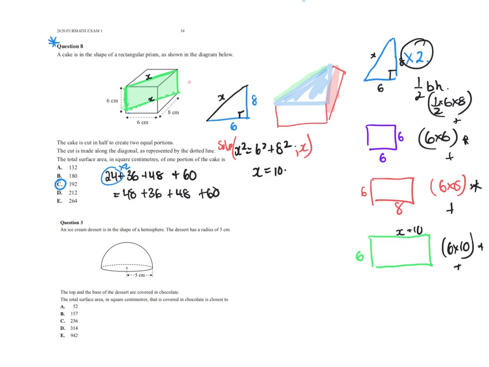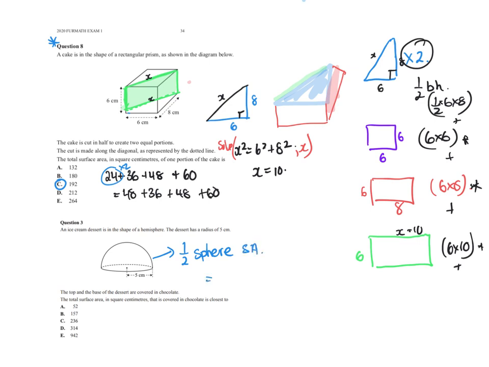This one, question 3. An ice cream dessert is in the shape of a hemisphere. The dessert has a radius of 5 centimeters. The top of the dessert is covered with chocolate. What is the total surface area in square centimeters that is covered in chocolate? So really, you only have half the sphere, because you're not doing the base, the flat base.